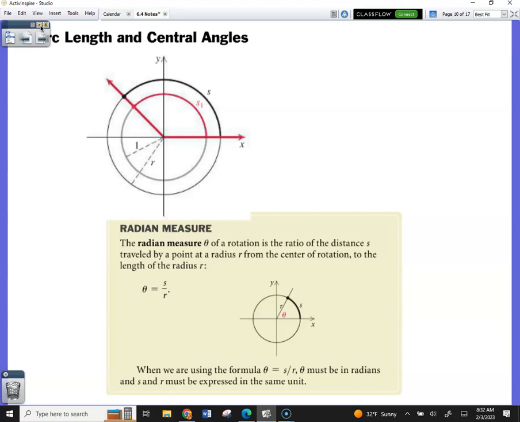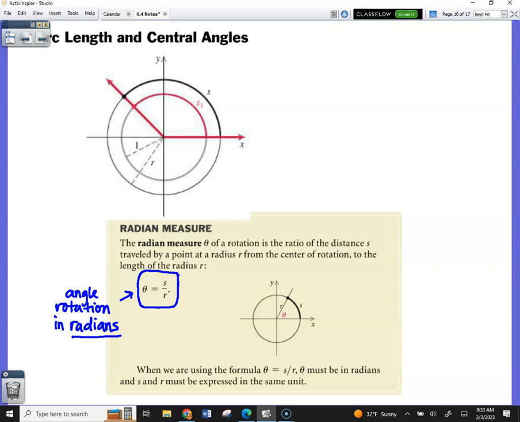I'm going to explain this picture in a second. If you look at this diagram here, I don't know why that's cut off, it says radian measure. I want you to draw a box around this: theta equals S over R. Now let me explain what these variables stand for. First of all, theta stands for the angle of rotation, and this is the important part, it has to be in radians.